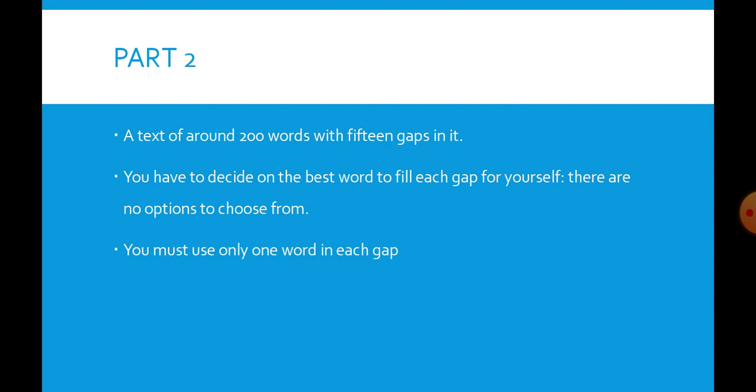For example, you know the word close to. Yeah, I know that the word close to may have the correct meaning to fill a particular gap, but it has more than one word. So you have to choose the synonym of close to, which is near. Yeah, so near would be the correct choice.